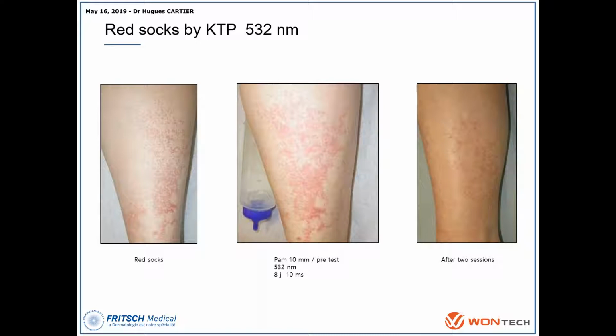You can reduce more than 90% of the vessels. But you will see on the last slide, she was under the sun, and I explained to my patient, I can't do the 3rd session because it's too dangerous to induce some blister because she has a suntan. So I prefer to wait a few months and she comes again with normal skin to avoid burn injury.